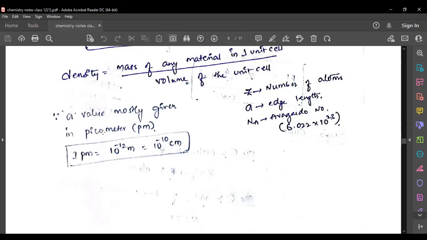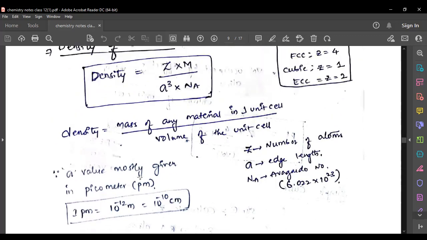Because the density formula is what? g per centimeter cube, right? Or kg per meter cube, that is the density units. So we have to match with the density units. So we have to take the answer according to the required question. Either picometers or meters or centimeters.